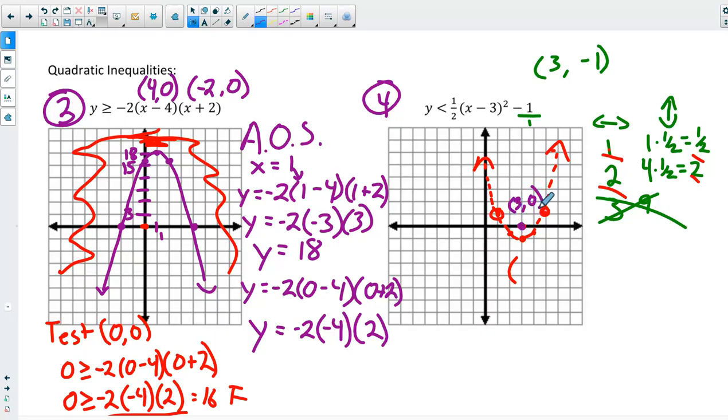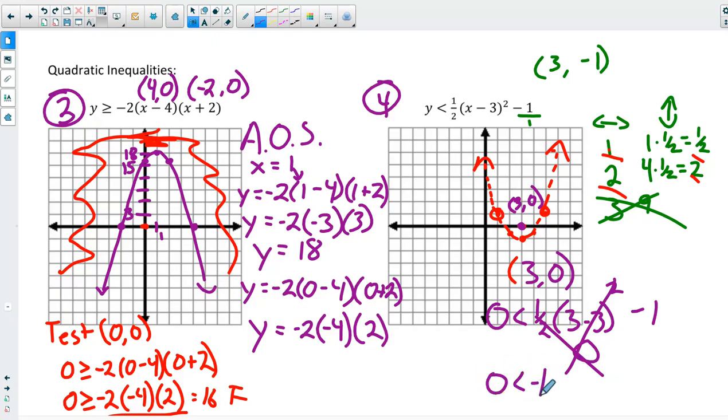3, 0. Now, 3, 0 is actually a really nice point to check. If you go where your vertex is in vertex form and go above or below it, it's nice because look what happens. So I got 3, 0, so I plug it in. I get 0 is less than 1/2 times 3 minus 3 squared minus 1. What happens to this? It cancels out because 3 minus 3 is 0. If I square it, it's still 0. And if I times it by 1/2, it's still 0. So that's the trick you can use. So that's gone. So is 0 less than -1? No. So that's false. So I'm going to shade over here.